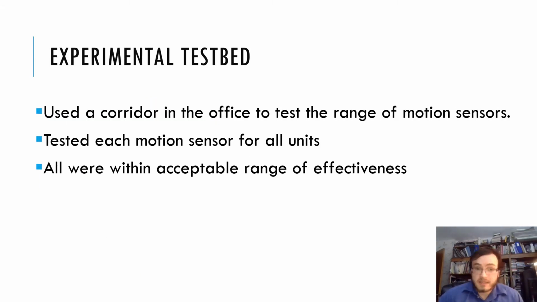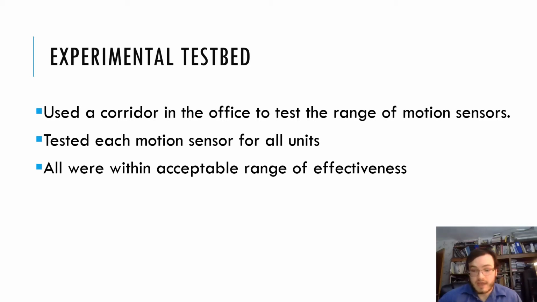The experimental test bed is just where we did most of our testing for the small project in our office. We used a corridor in our office that was 30 feet long, which allowed for the motion sensor range to be tested. We tested each of the motion sensors that we received so that all the units would be properly ranged. All were within acceptable range of effectiveness, and many of them worked for an extra 5 or 10 feet, which allowed our range to be a bit larger.